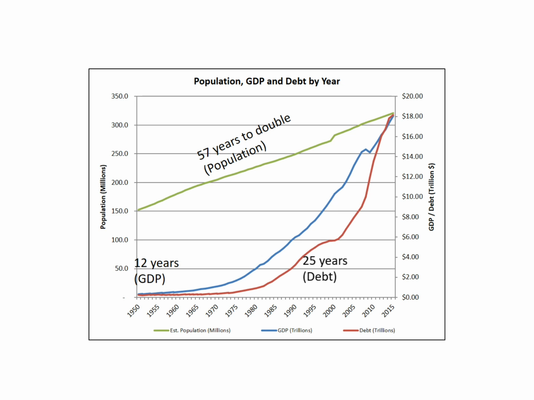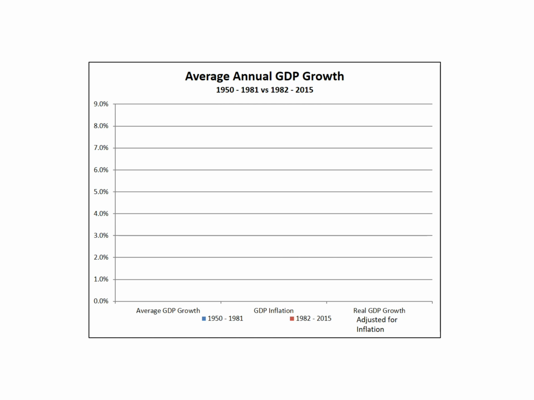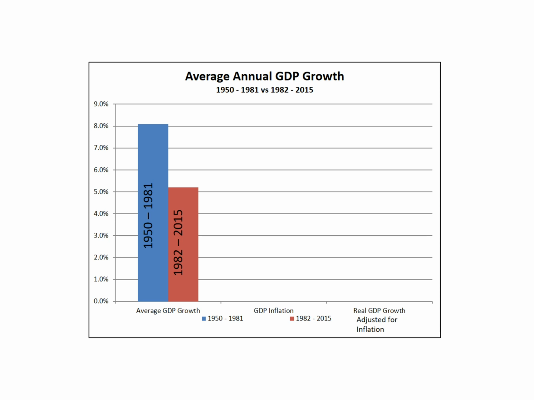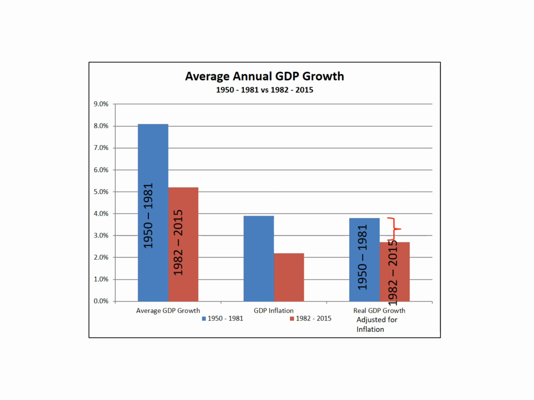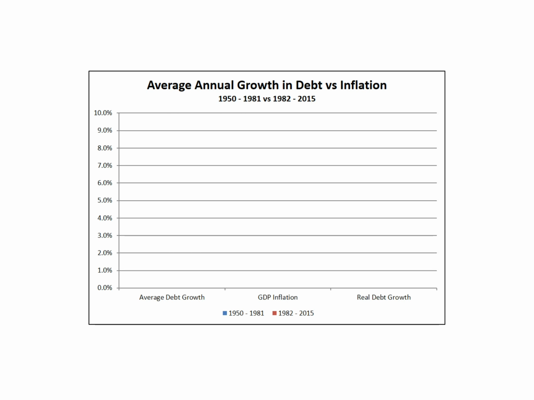Well, let's compare data from the periods 1950 to 1981, when the debt remained relatively flat, versus 1982 to 2015, when the debt skyrocketed. We'll first look at actual GDP growth. GDP from 1950 to 1981 averaged annual growth of 8.1% versus just 5.2% for the period 1982 to 2015. But those who remember the 60s and 70s also know that inflation was at unusually high levels back then. When we adjust for inflation, the period 1950 to 1981 still had higher GDP growth, but only about a percentage point higher.